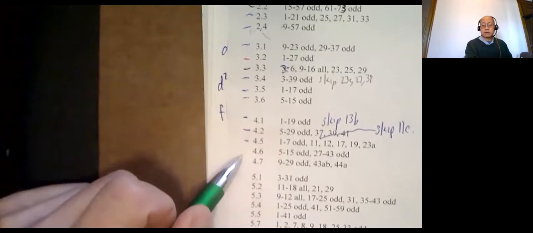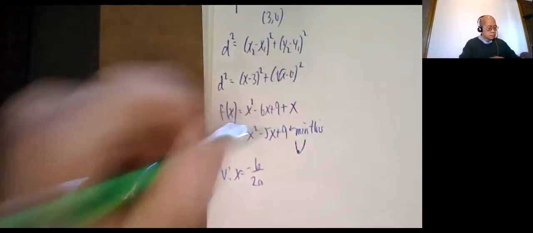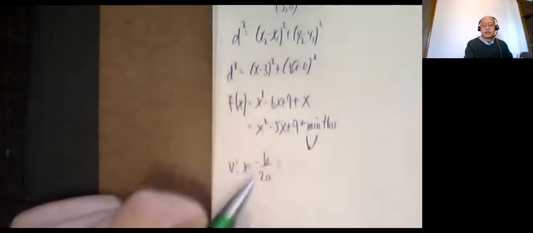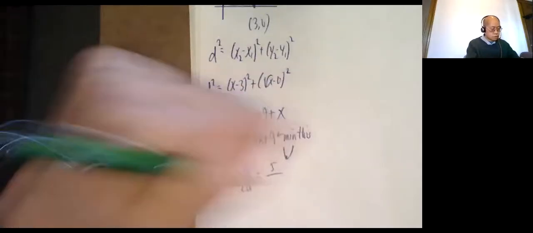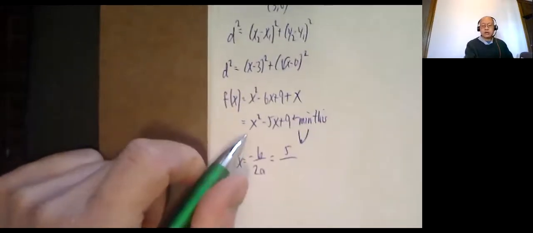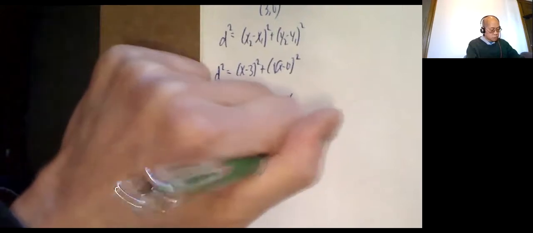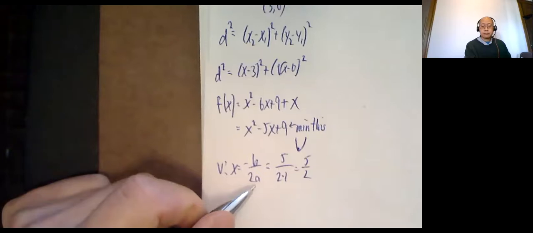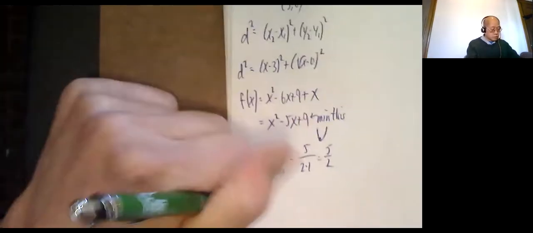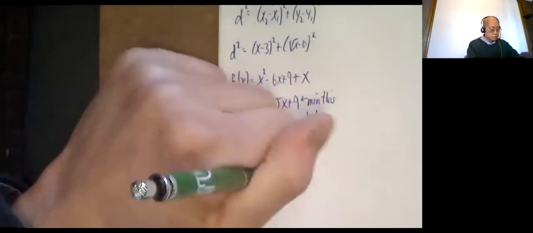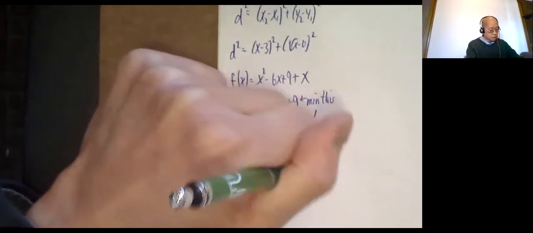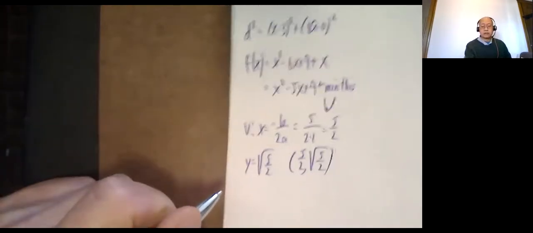So right over here, right? Okay, so negative b, negative 5. It's 5. Over 2a, 2 times 1 is 2. So x is 5 halves. Okay, what's the y coordinate? Well, the square root of 5 halves. I'll just leave it like that. So the answer is 5 halves, comma, square root of 5 halves.